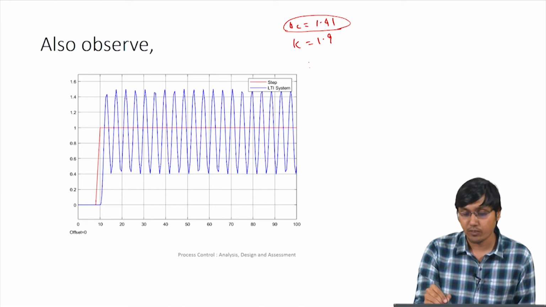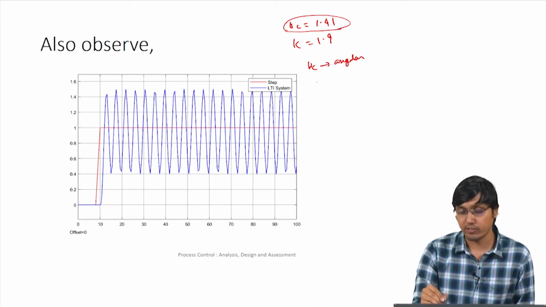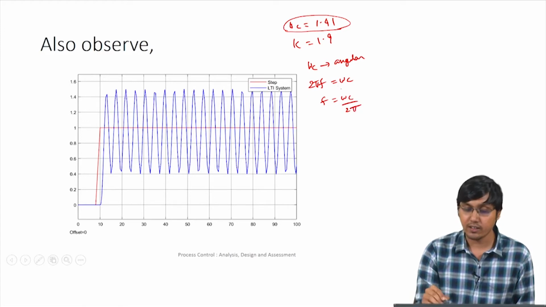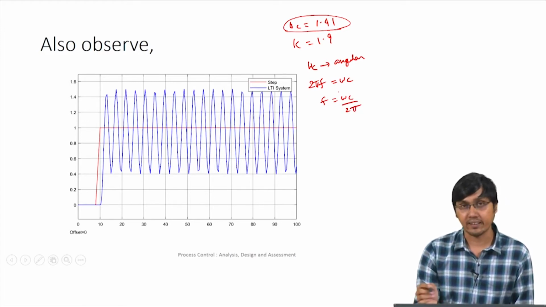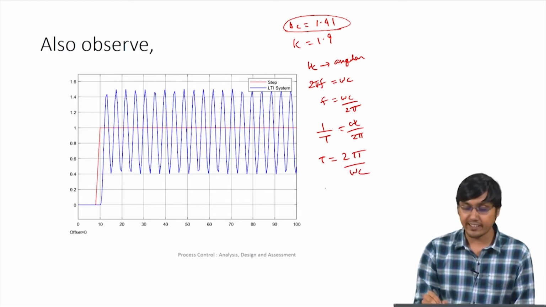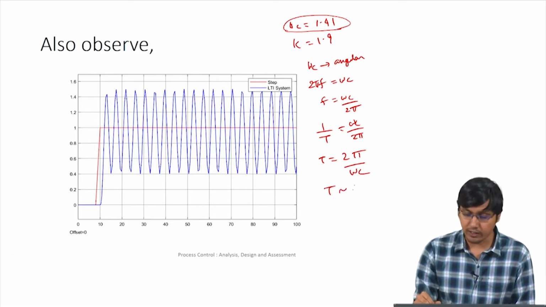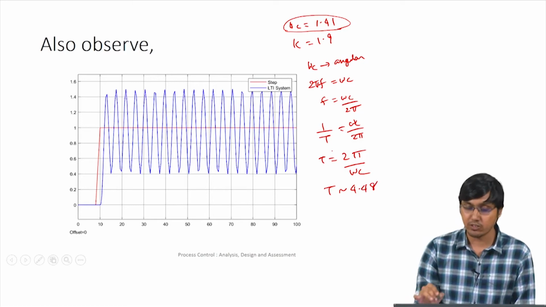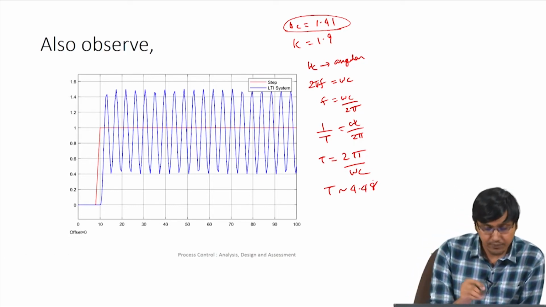Here omega c is the angular frequency, so we will convert it into normal frequency. We know that 2 pi f is omega c, so f is omega c by 2 pi. The frequency is 1 by the time period, so 1 by time period equals omega c by 2 pi, which means time period equals 2 pi by omega c. If you calculate, the time period comes around 4.48. You can substitute the value of 1.4 and see. It comes around 4.48, which we can see here.